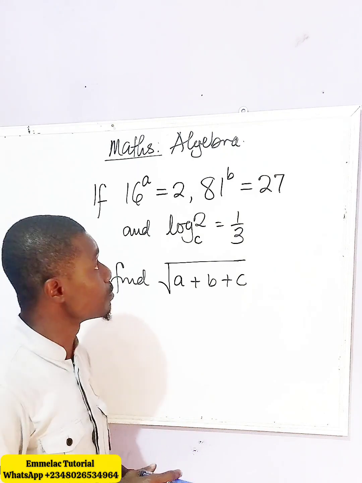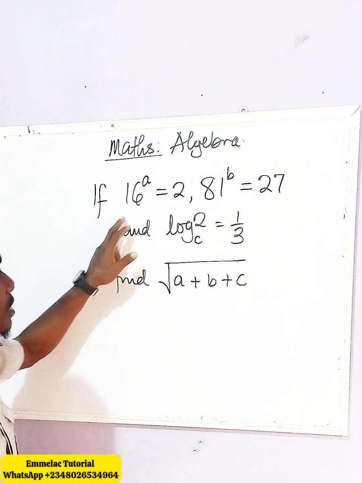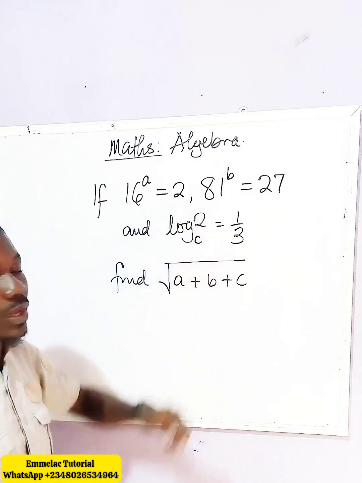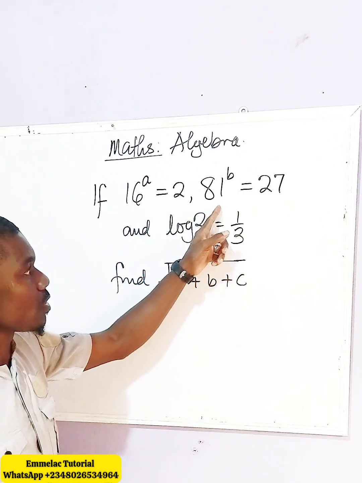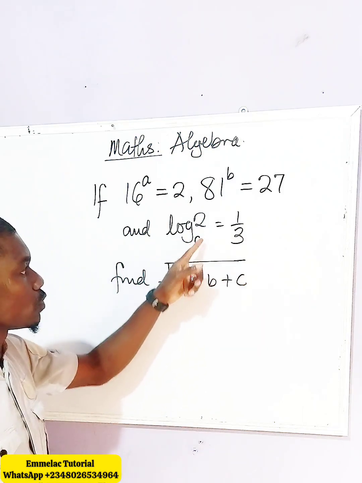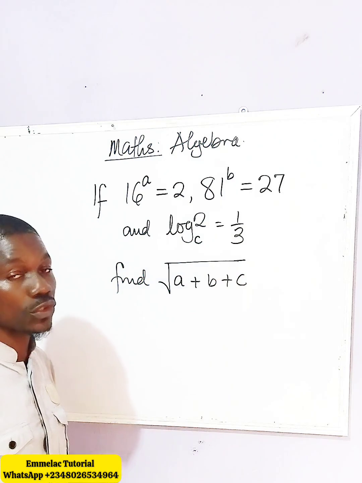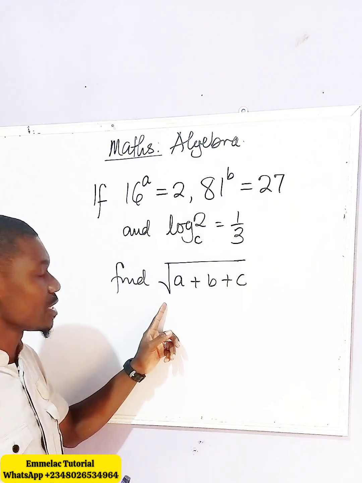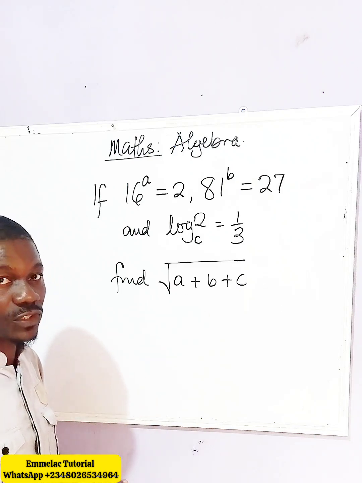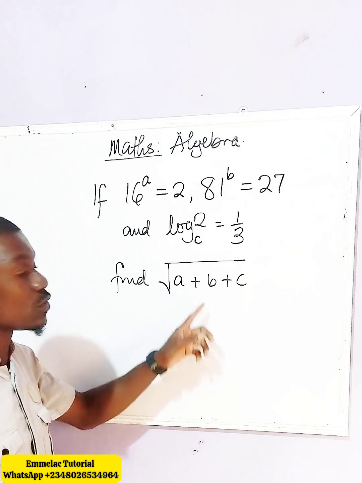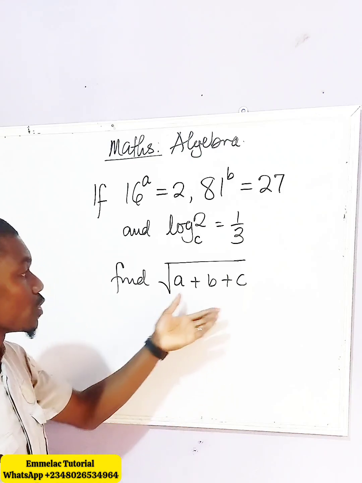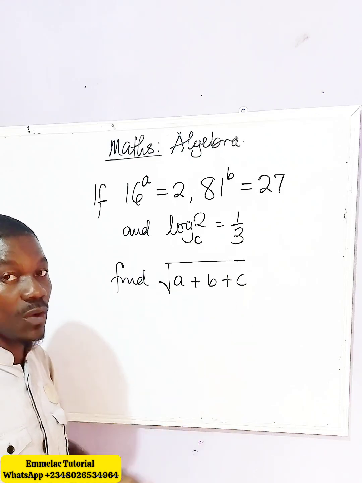Now let us look at this problem in algebra. It said if 16 raised to the power of a equals 2 and 81 raised to the power of b equals 27 and log 2 base c equals 1/3, we have to find the square root of a plus b plus c. So how do we go about it? First of all, we need to find the respective value of a, b, and c in each of the equations. Then we just plug into this, and we'll get our answer.